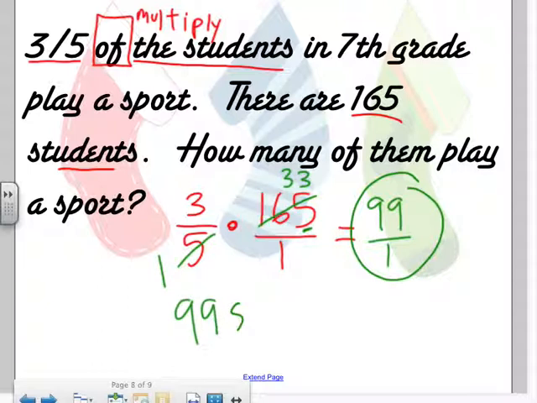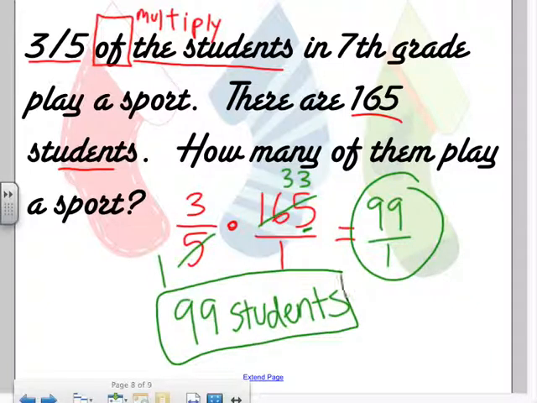I don't need the over 1 part, which makes sense because I shouldn't get a fraction answer because we're talking about how many people play something. I can't have part of a person, right? So I should be getting a whole number anyway, so that is showing me I'm on the right track there. So 99 students, 99 whole students, no parts of students allowed here.